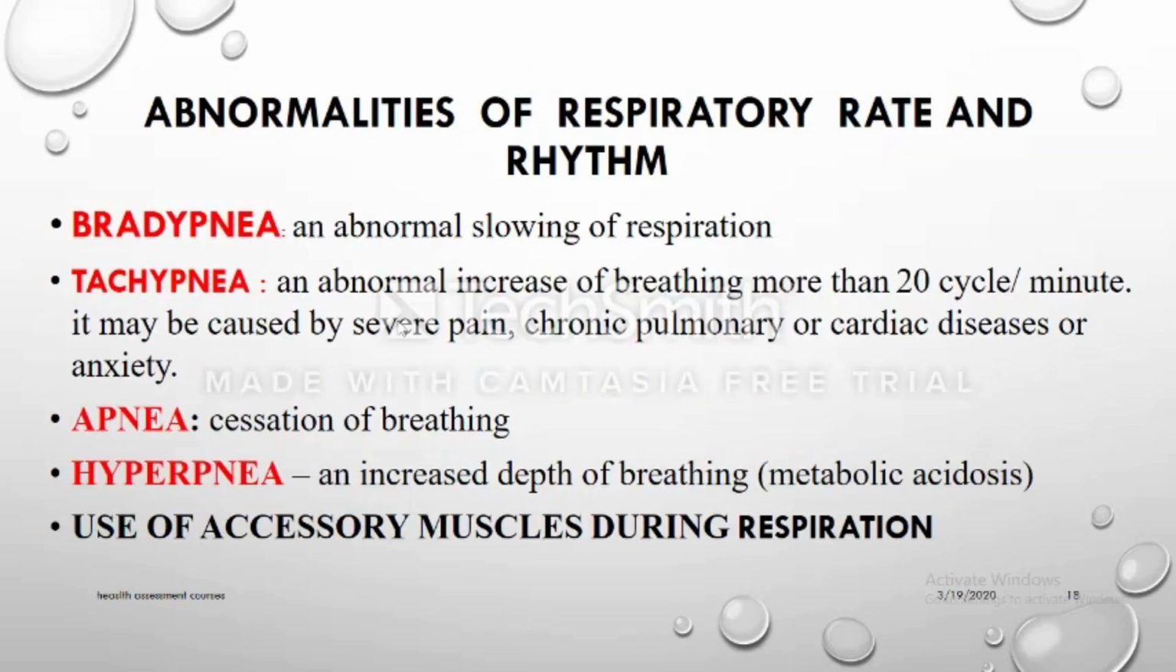Abnormalities of respiratory rate and rhythm. There is abnormality in respiratory rate and rhythm such as bradypnea if it was less than 12 cycles per minute, an abnormal slowing of respiration. Tachypnea when the breathing was more than 20 cycles per minute. It may be caused by severe pain, chronic pulmonary or cardiac diseases, or anxiety. Apnea, cessation of breathing. Hyperpnea, increased depth of breathing, as in metabolic acidosis, and use of accessory muscles during inspiration.